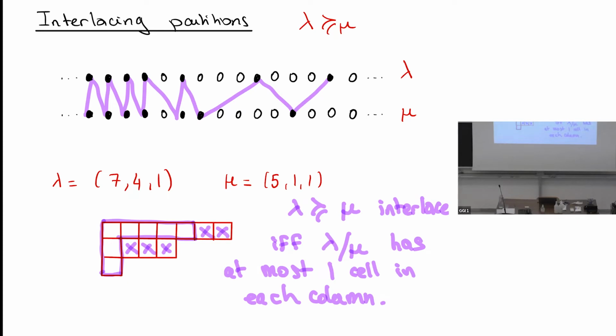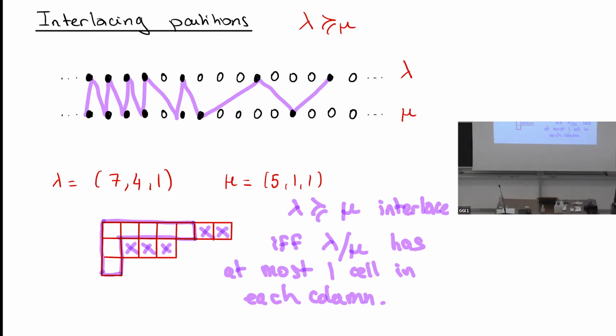Another way to see that: in combinatorics, we say that lambda and mu interlace if and only if I draw the Ferrers diagram of lambda and the Ferrers diagram of mu. Here I took an example, hopefully with no mistake. 7, 4, 1 is my lambda, and mu is 5, 1, 1.